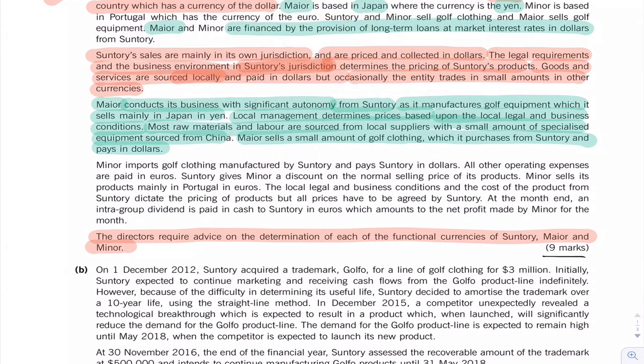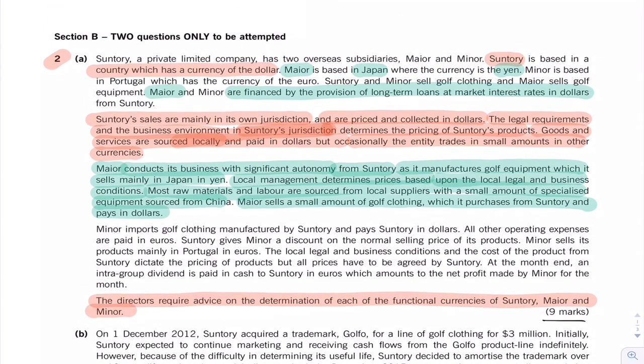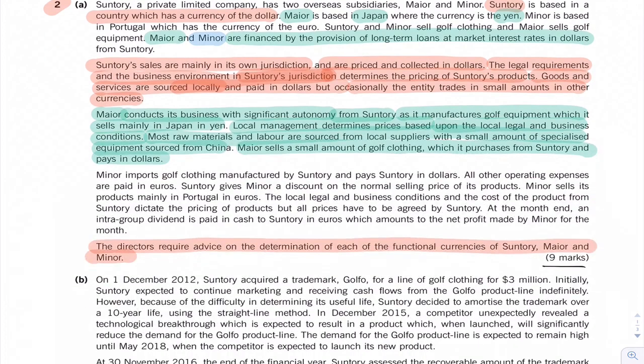Okay, while I take time choosing that. Minor then. So minor is also financed by long-term loans, so secondary factor again. Let's have a look at their primary ones. They import golf stuff from Suntory and they pay in dollars. So a lot of their prices will be based upon dollars, won't it? The exchange rate in dollars, so will be influenced here by dollars. So that looks like now minor, particularly as they're financed in dollars as well. Looks like their functional currency might well be dollars.